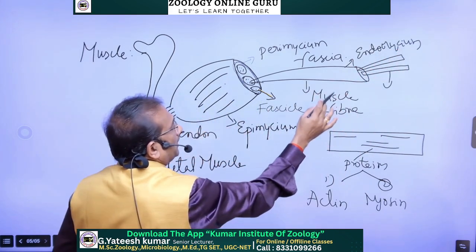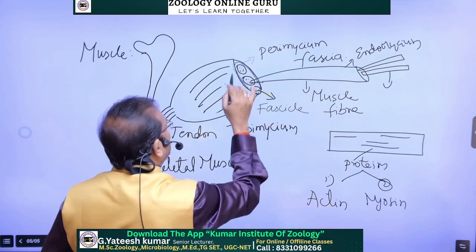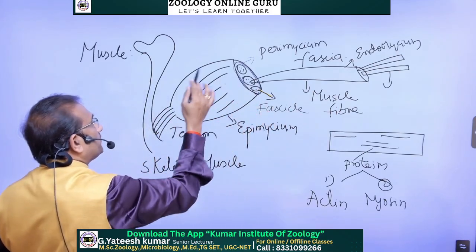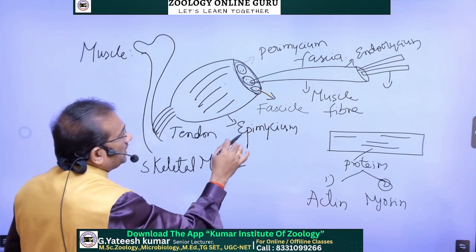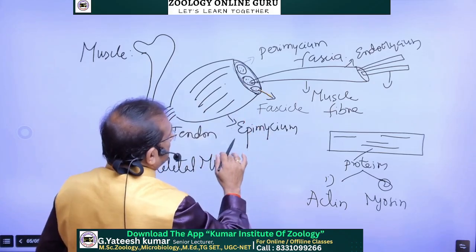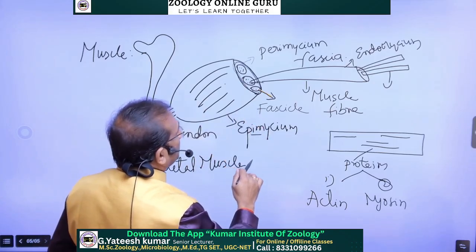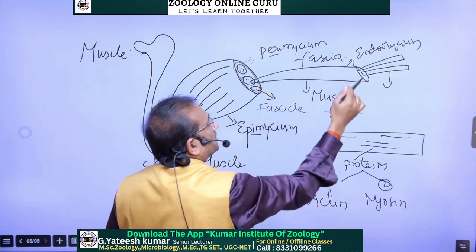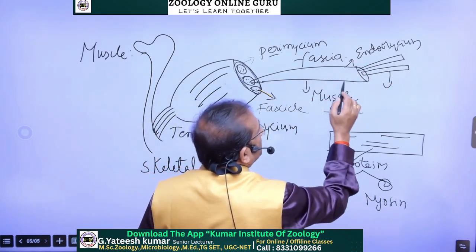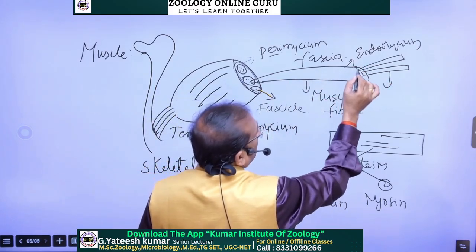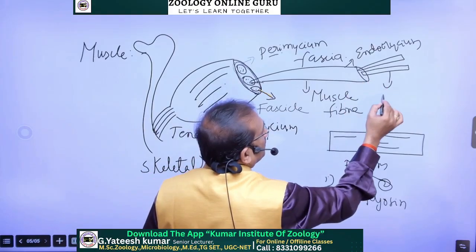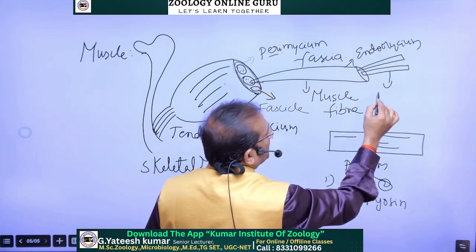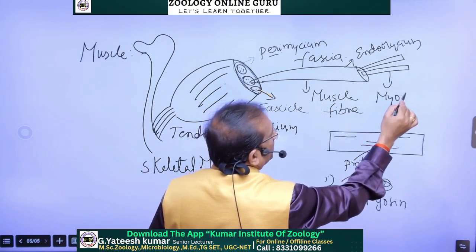So muscle fiber, endomysium, fasciculus, perimysium, and the total above the muscle is called epimysium. Here, the coverings we discussed: epimysium is the outermost covering, perimysium is the fascicle covering, and the muscle fiber covering is called endomysium. If you cut open the endomysium, myofibrils are present. This is called myofibrils.